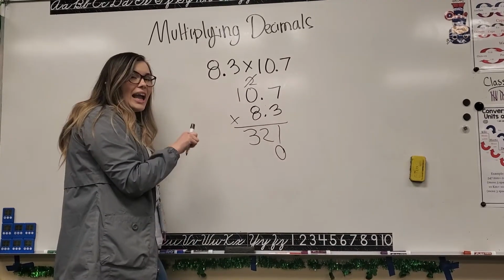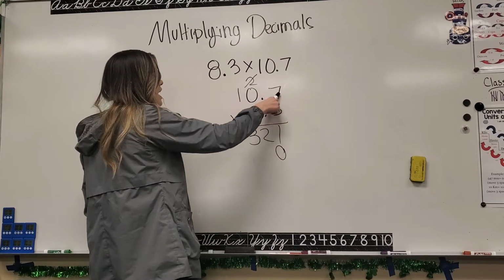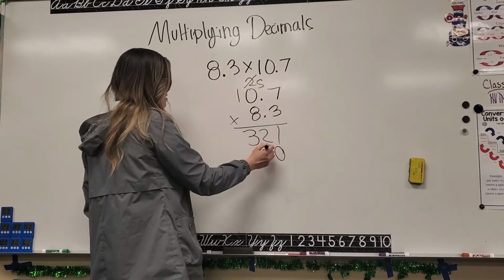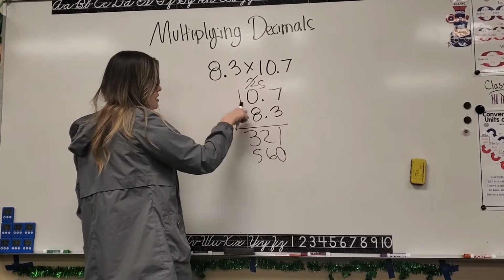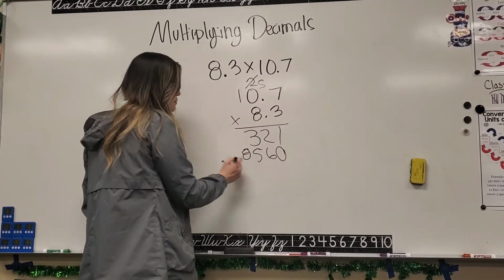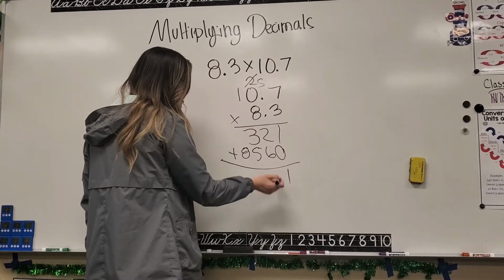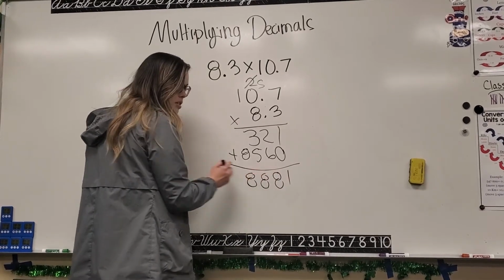So it's no longer 8, it is 80, okay? 8 times 7 is 56. 8 times 0 is 0, plus 5 is 5. 8 times 1 is 8. Now I add those together. 1, 8, 8, 8. Look at that, 3 8s.